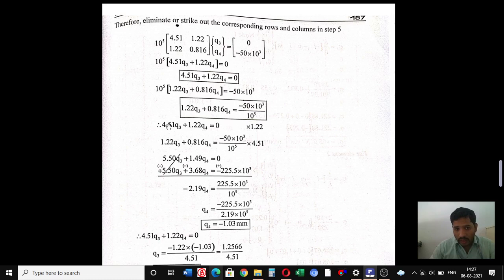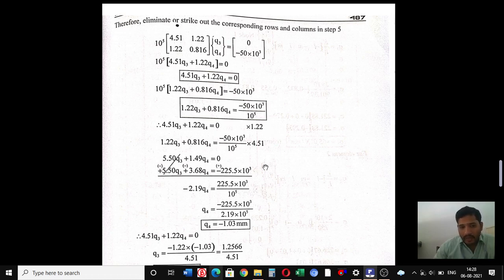Okay, and this above value you need to multiply in the bottom. Then you will get some exact value. So after that, if you multiply 1.22 into 4.51, it becomes 5.50 Q3, plus 1.22 into 1.22, it becomes 1.49 Q4, equal to 0. If you multiply 0 into anything, it becomes 0 only.